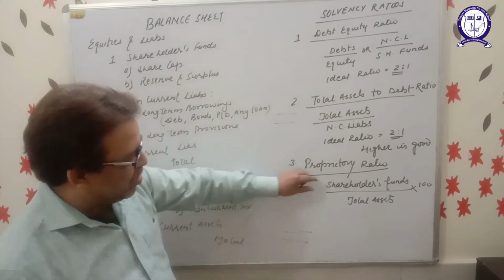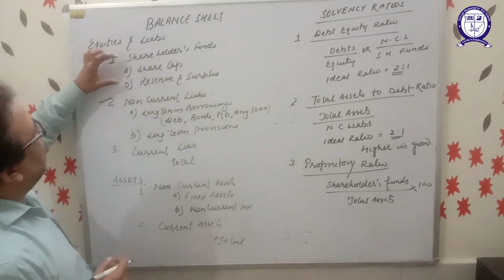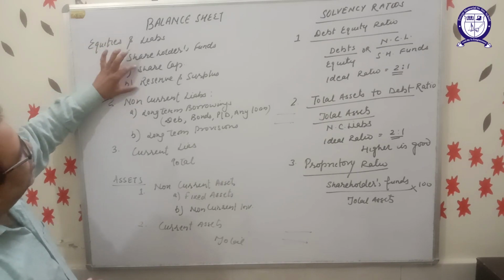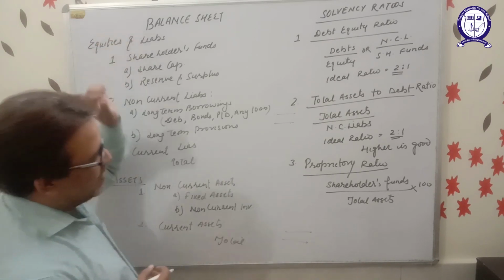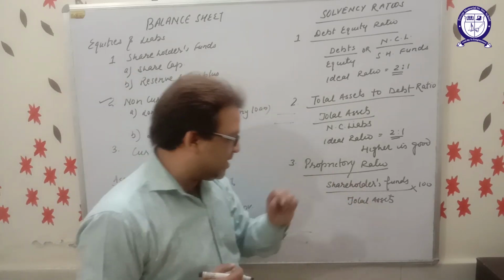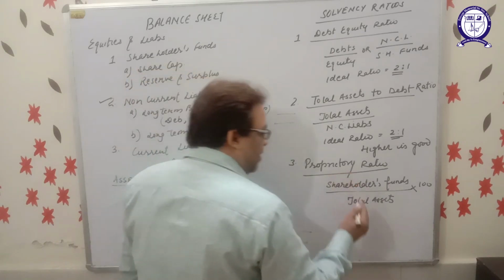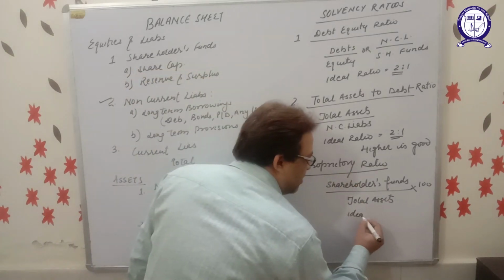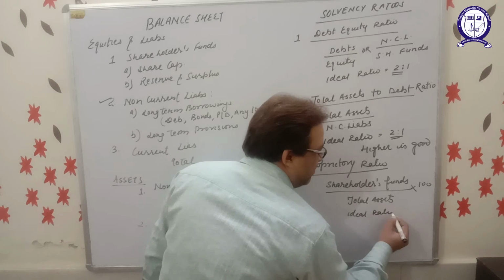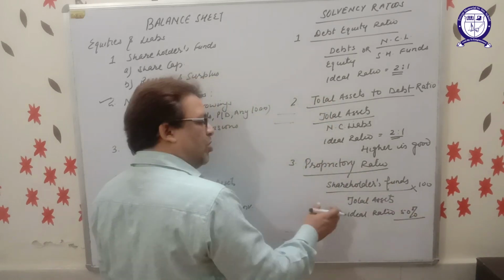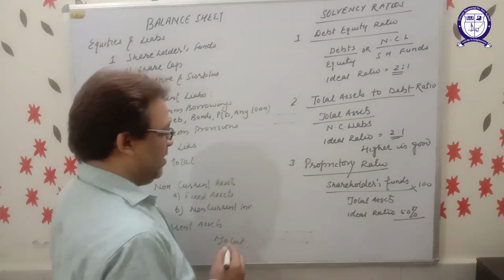So shareholder funds, that means first heading of the balance sheet, share capital and reserve and surplus. Both items are included in shareholder funds. Divide by total assets into 100. Ideal ratio is 50%. It should be more than 50%, not less than 50%.